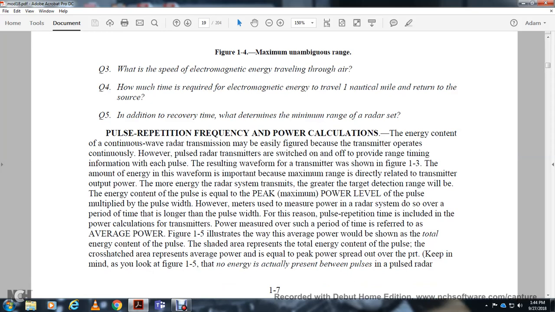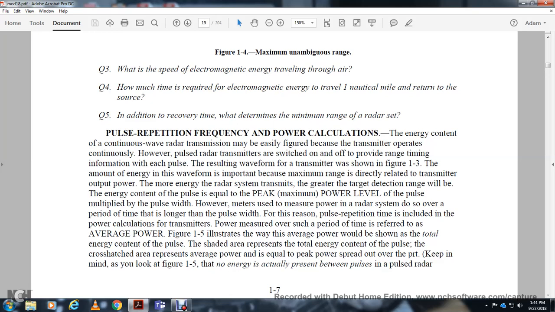Alright, pulse repetition frequency and power calculation. Energy content with a continuous wave radar transmitter may easily be figured because the transmitter operates continuously. However, the pulse radar transmitter is switched on and off to provide the range timing information in each pulse. The resulting waveform of the transmitter is shown in figure 1-3. The amount of energy in the waveform and the maximum range detected relate to the transmitter output power.